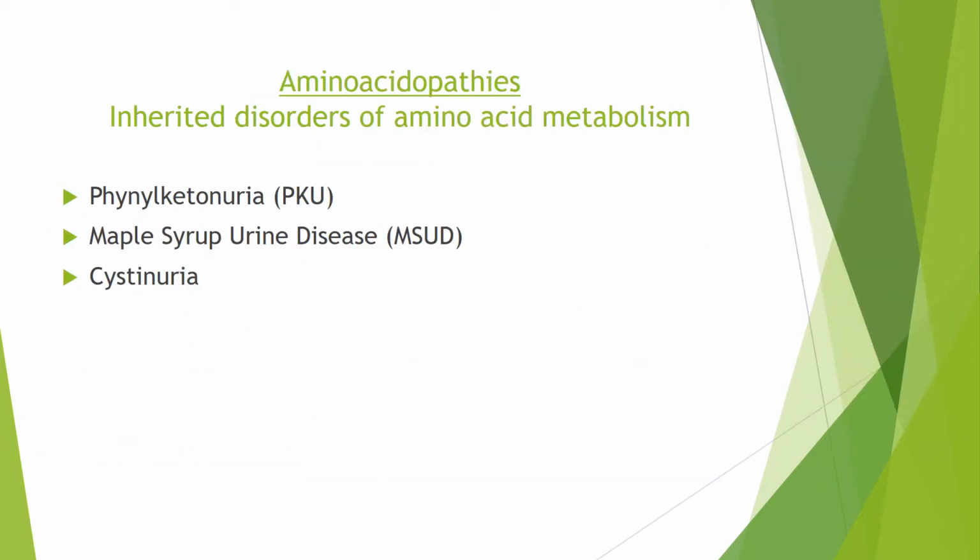Next thing I would like to talk about are aminoacidopathies, which is the name given to basically inherited disorders in amino acid metabolism. There are many types of these aminoacidopathies, but for today, I would like to go over with you 3 of the most common types: phenylketonuria, maple syrup urine disease, and cystinuria.